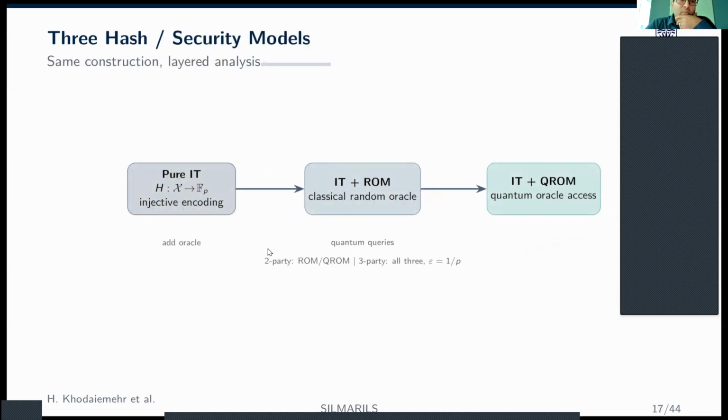And we also have three security models here. In the pure IT setting, we model the hash functions as injective functions to the finite field FP. So here we just look at the hash function as an injective map, and we call this security model the pure IT model. If we add an oracle to this model, we reach IT plus ROM, where we use the classical random oracle model. And if we add quantum queries, we need QROM, so we reach the model IT plus QROM. So these are three different security models, their assumptions, and their definitions.